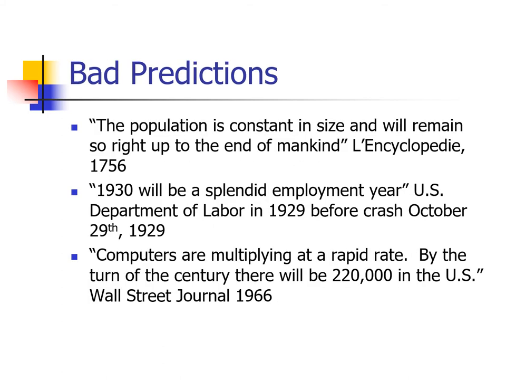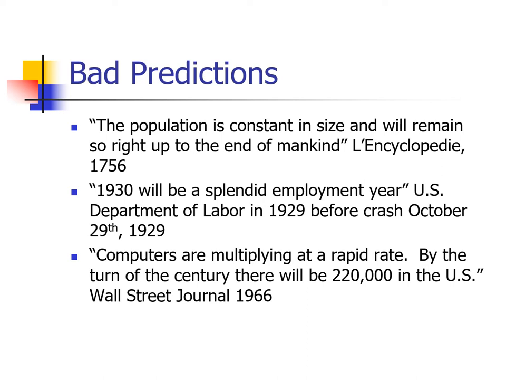Here's something fun to drive that danger home. I found an entire book on bad predictions, and here are just a few that I thought were interesting. Here's a bad prediction from, probably, some French encyclopedia in 1756. They said the population is constant in size and will remain so right up to the end of mankind. Now, I don't know what the population was in 1756, but I suspect it's considerably higher today than it was back then.